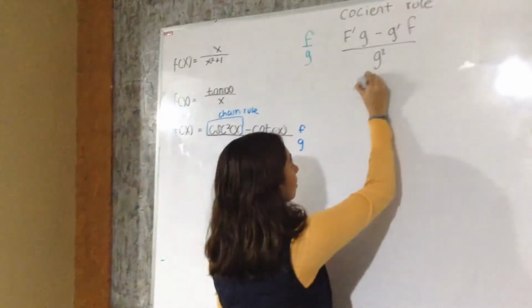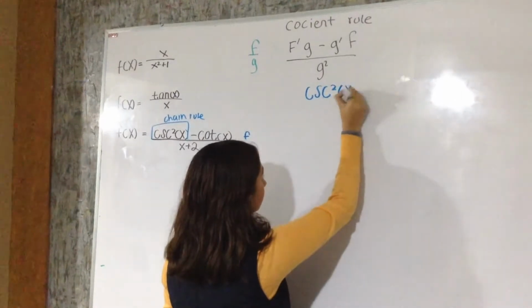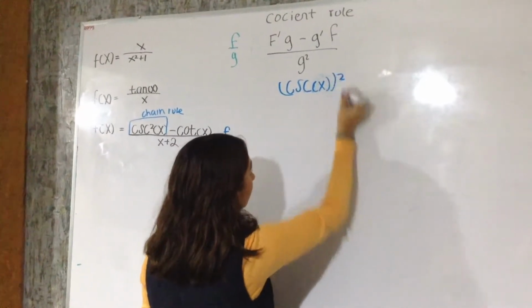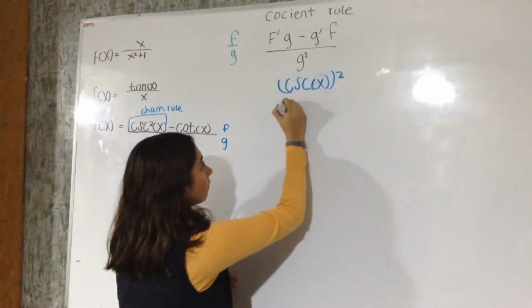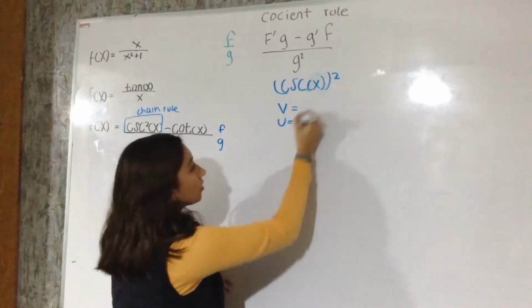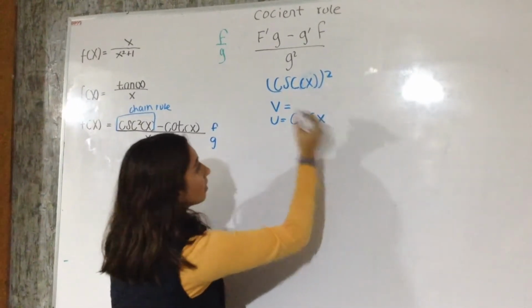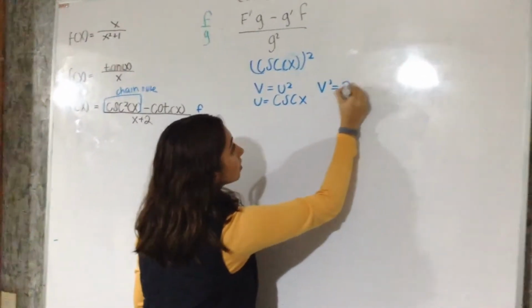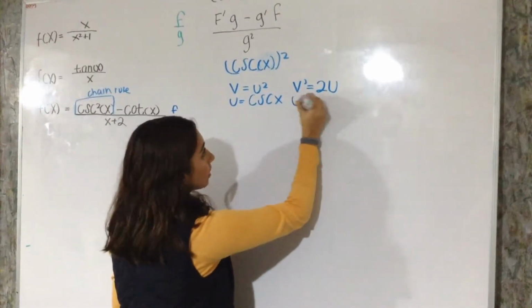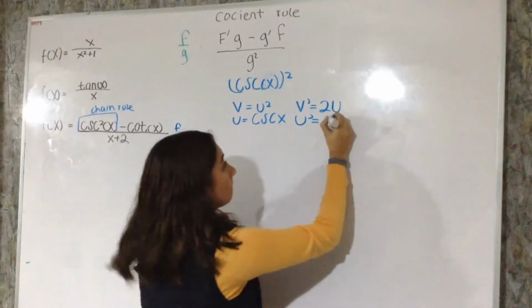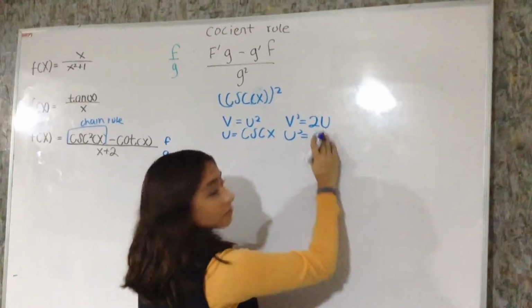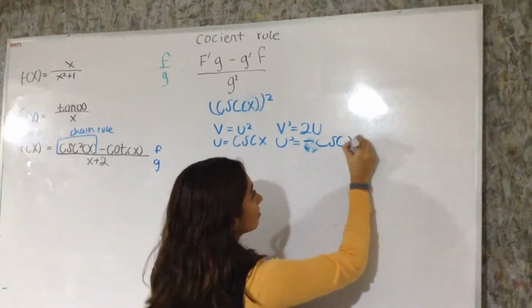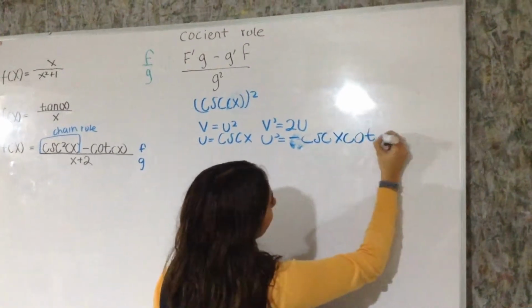In this one, we are going to identify v and u. My u is going to be cosecant of x, and my v is going to be u squared. The derivative of my v is going to be 2u, and the derivative of my u is going to be minus cosecant of x by cotangent of x.